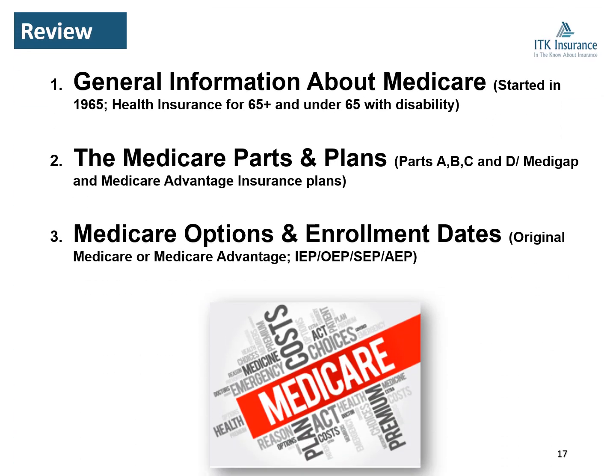So we covered a lot of ground in a short period of time. General information about Medicare, how it started in 1965 with Lyndon Baines Johnson signing it into law, and that it's health insurance for those 65 and older. And then if you're with a disability under 65, you also can get Medicare. We talked about the parts of Medicare. The parts of Medicare are parts of a law, parts A, B, C, and D.